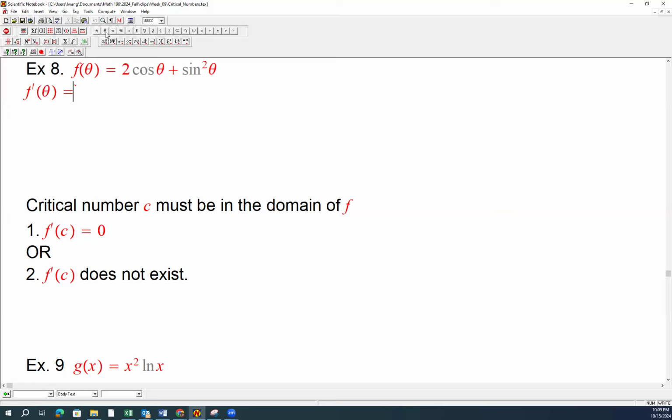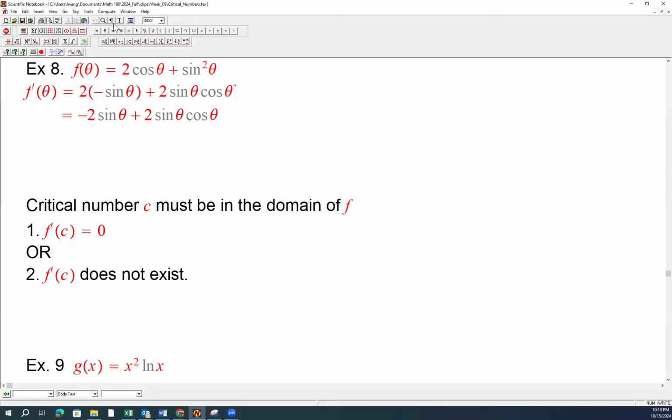The derivative: addition rule, chain rule, right? So we get 2 times negative sine theta plus 2 times sine theta cosine theta. All right, so this one is a minus 2, if you like to rewrite it.